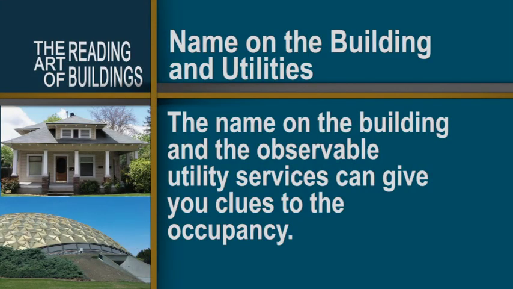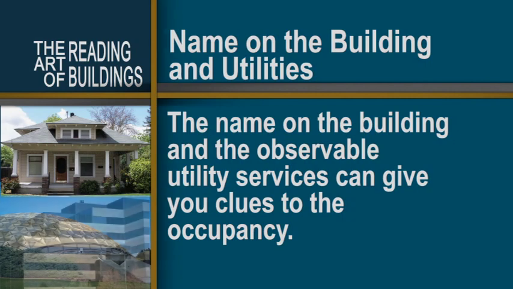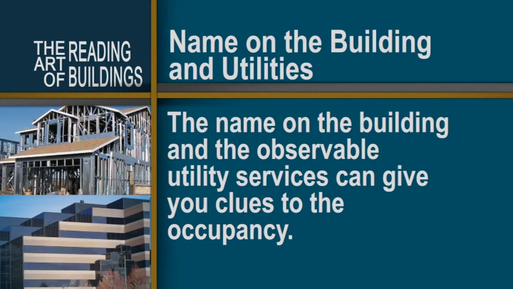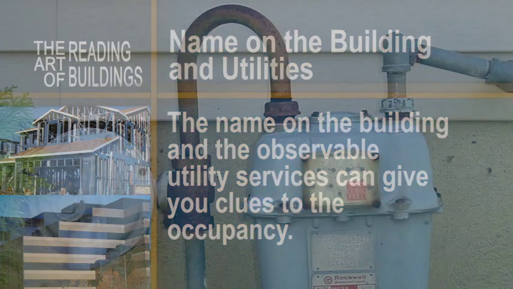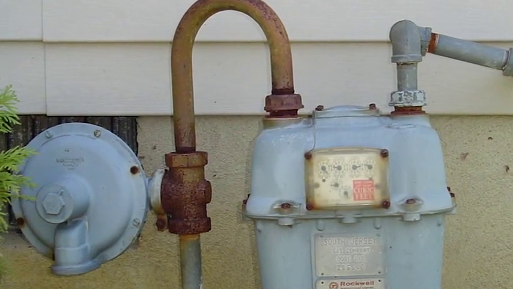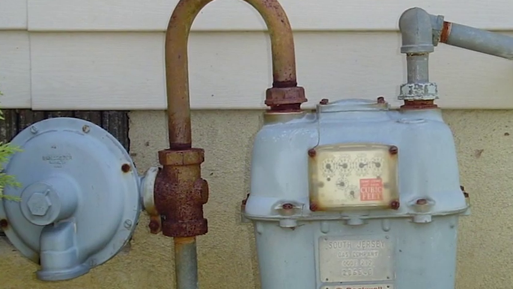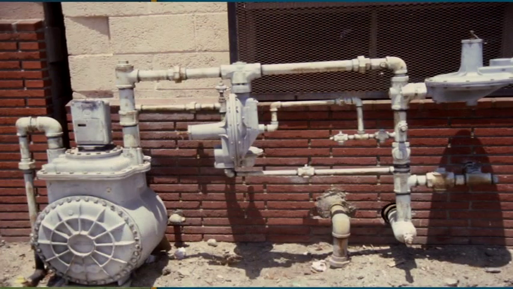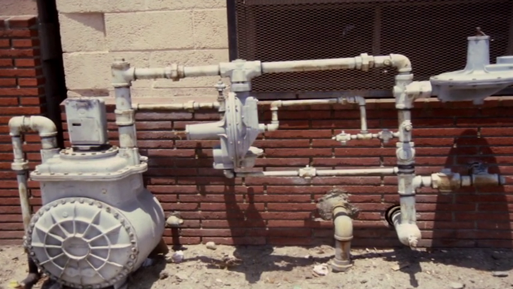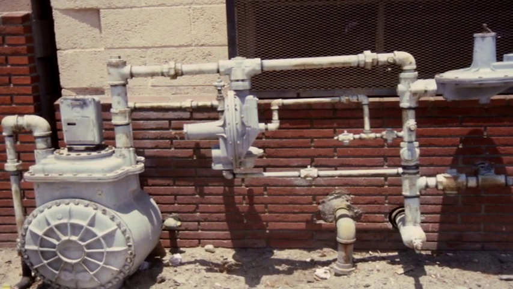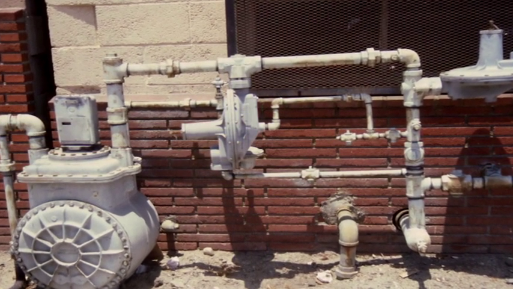And lastly, name on the building and utilities. Is there a difference between a building that says fireworks or a building that says Ben's Barbershop? You bet. In a lot of cases, commercial buildings, the name on the outside gives you a good idea of what you can expect to find inside. Same with utilities. Commercial building, standard residential gas meter. Okay, pretty standard. How about multiple commercial grade gas meters? Oh, now I have a process that is significantly different.